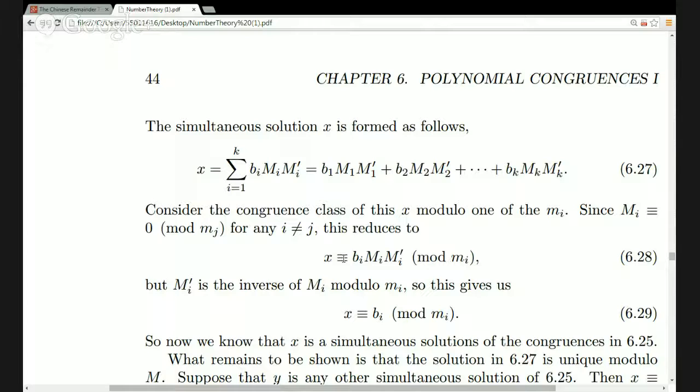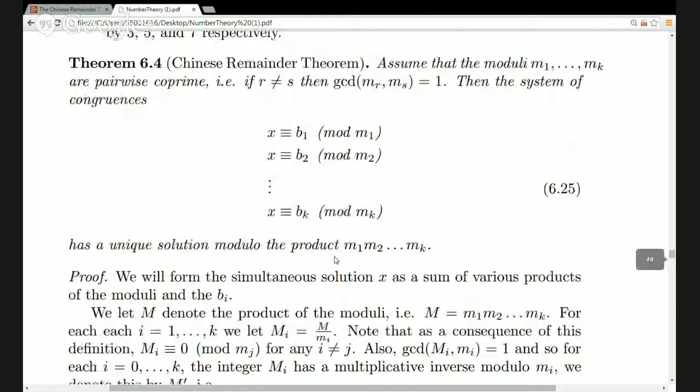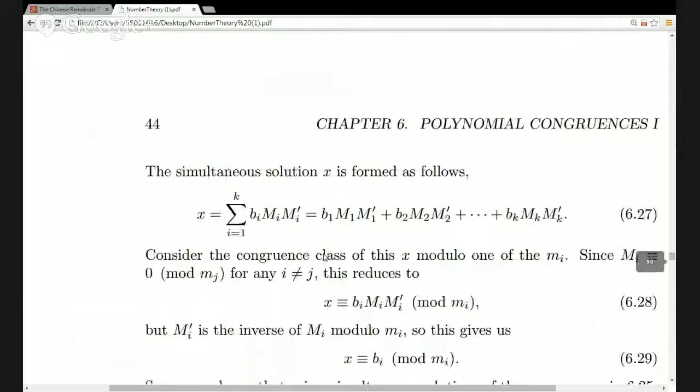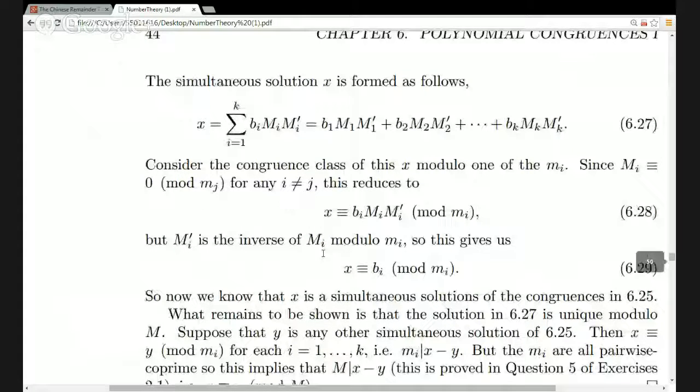Now, what solution? Just look back at the statement of the theorem. We're looking for a number x, which is going to represent a congruence class modulo the product, and which is going to project down onto each of these. That x is congruent to b1 mod m1, congruent to b2 mod m2, and so on. Now, the claim is that this is the x that I've just written there on the whiteboard. So let's test this claim.